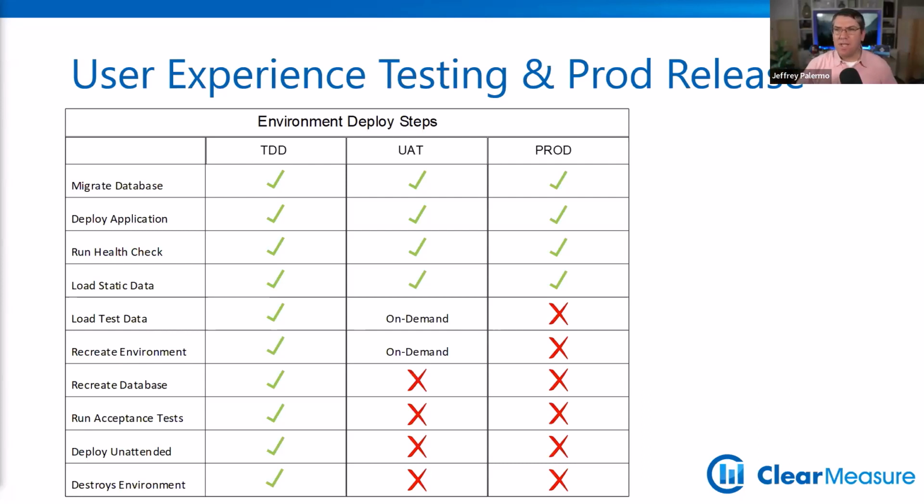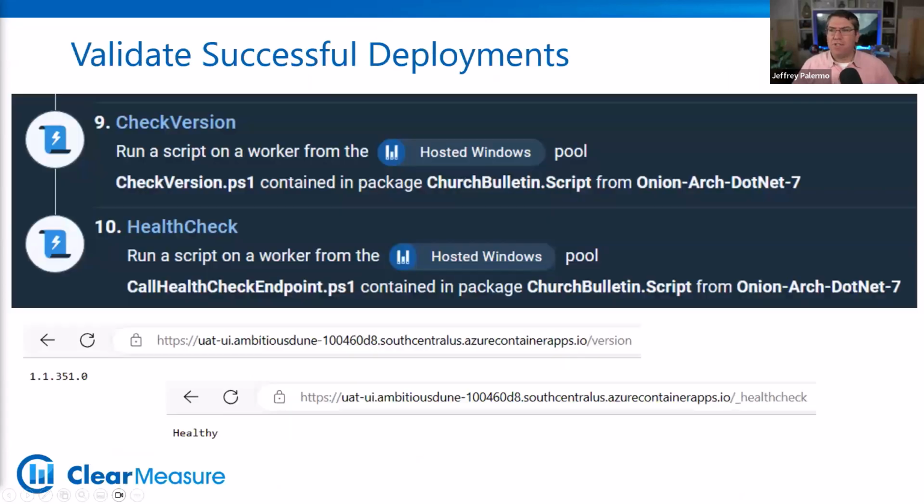And so this chart shows just some of the really common things like migrating the database, deploying the application itself, running a health check, loading static data. If you have a drop down of different regions in your area that you are able to ship products to, maybe a new region comes online, that's static data. And then the rest of them, like running acceptance tests, recreating the database, you don't do that in production. So think of that for yourself.